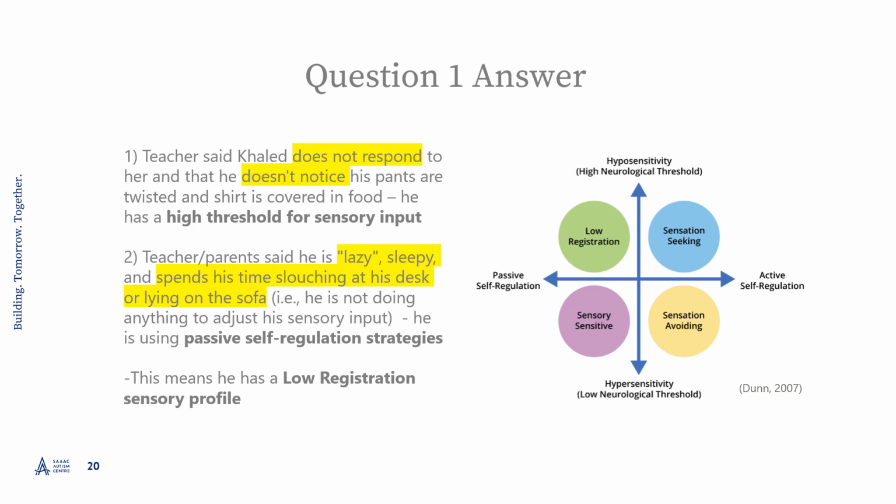His teachers and parents also said he's lazy, sleepy, and spends most of his time slouching at his desk or on the sofa. This can indicate that he's not doing anything actively to increase his sensory input, meaning he has passive self-regulation strategies. This places him on the top left of the quadrant, meaning he has a low registration sensory profile.